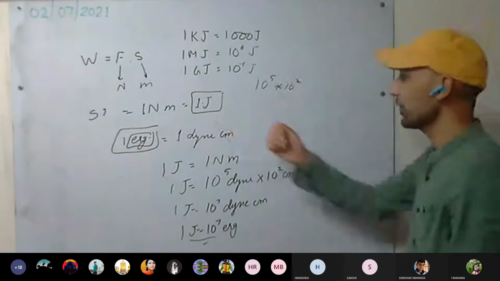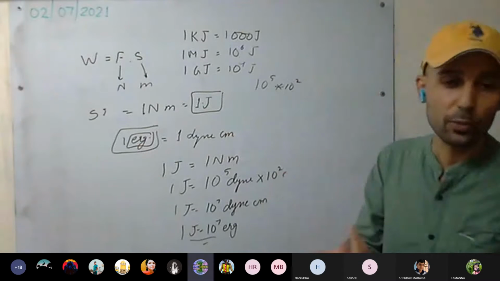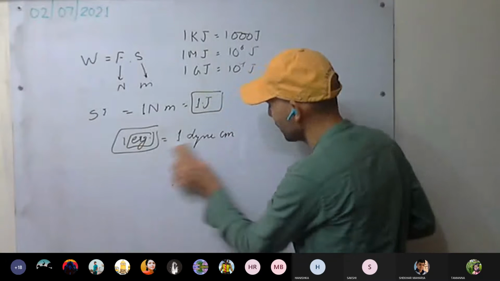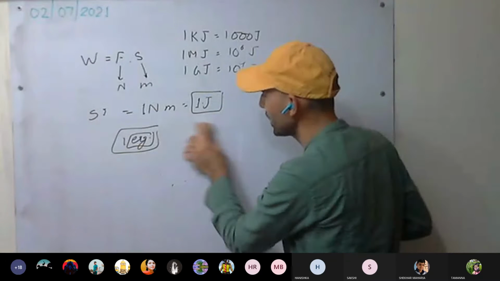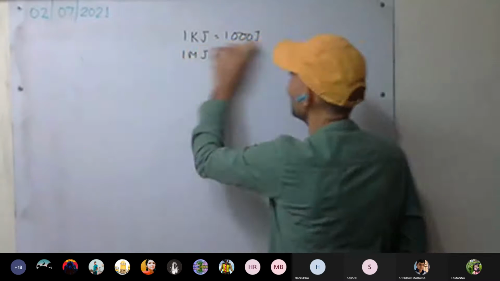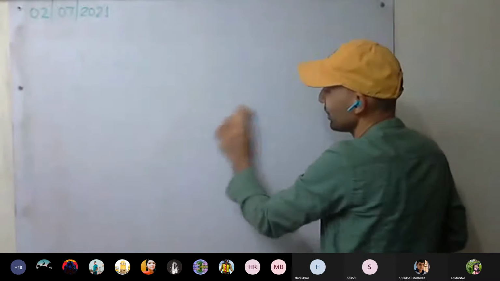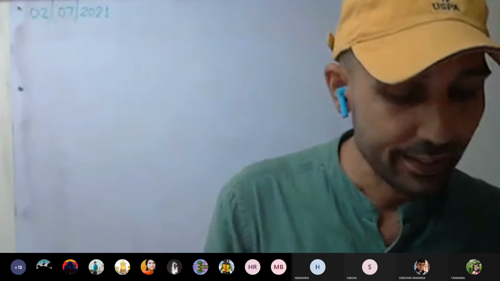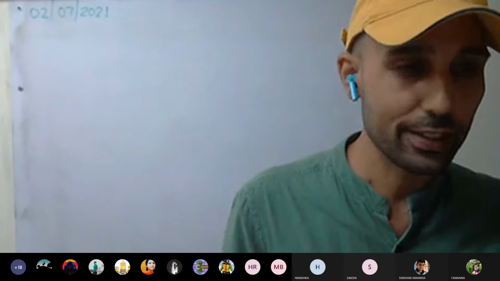Smaller units we will discuss in CGS, then micro, milli, and those if you want. So these were the SI unit and CGS unit, and the relationship between joule and erg we have discussed.